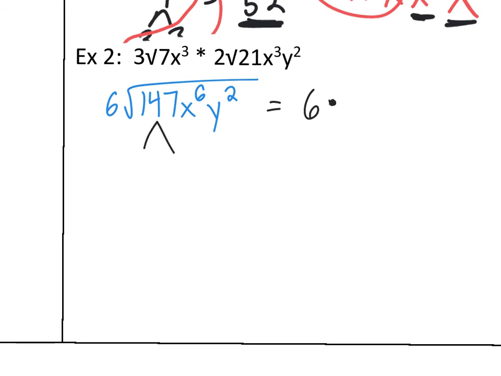I'm going to break down the 147. What can that multiply to? 21 and 7. 21 can break down to? 7 and 3. Yep. 3 and 7, 7 and 3. I'm looking for groups of 2 because my index is 2. Do I have any here? Yeah, 7.